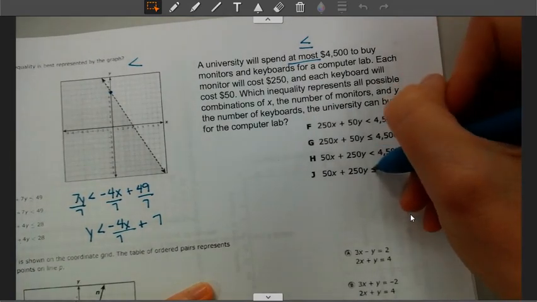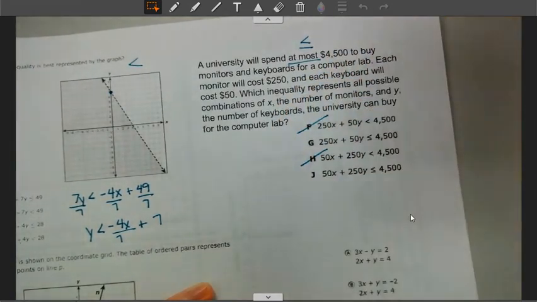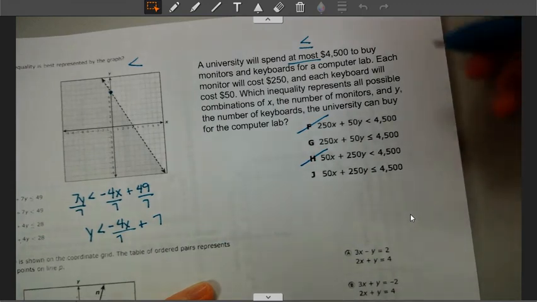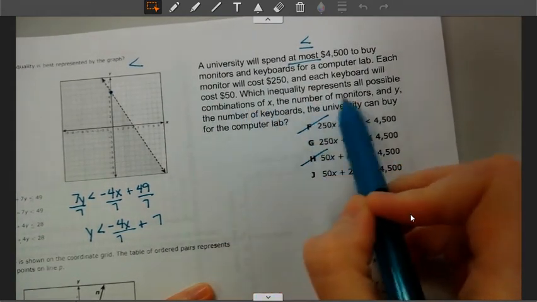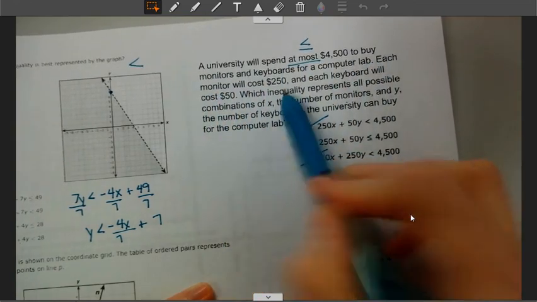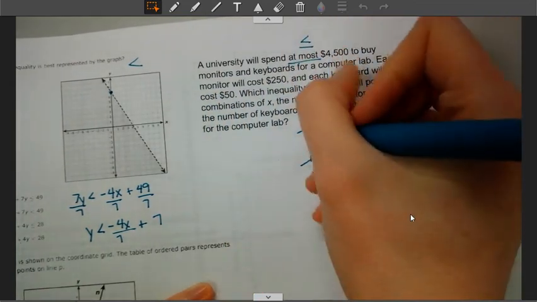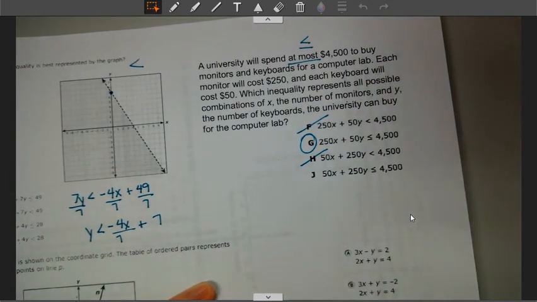Okay, so looking at our signs, less than or equal to, F and H again are out. So now I want to make sure I have the right thing matched up. So x is monitors, and it says a monitor is 250. So I should have 250 with x. The answer is G.